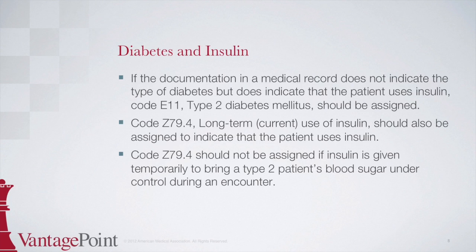Even if the documentation states that the patient uses insulin, but type of diabetes is not documented, you cannot assume that the patient has insulin-dependent or type 1 diabetes. As we discussed on a previous slide, if the type of diabetes is not documented, your default is type 2, which is category E11. If documentation indicates that the type 2 patient uses insulin, Z79.4 for long-term use of insulin should be coded in addition to your diabetes code. However, you would not code Z79.4 if insulin is temporarily given to a type 2 patient who doesn't normally take insulin. This code is for long-term use of insulin.